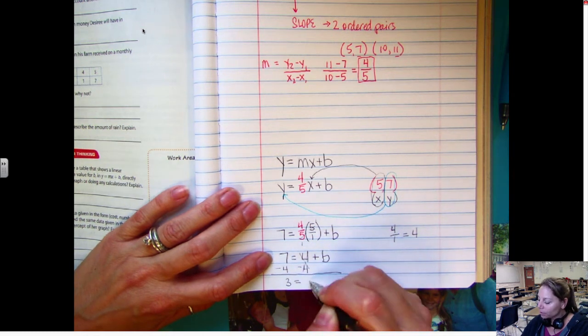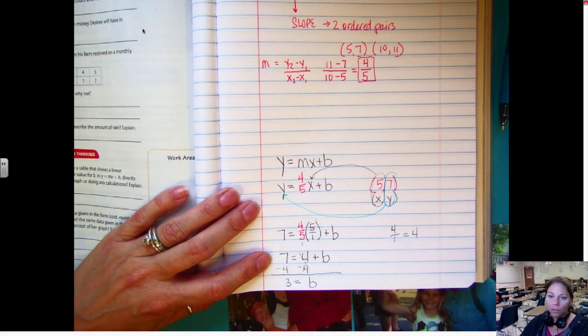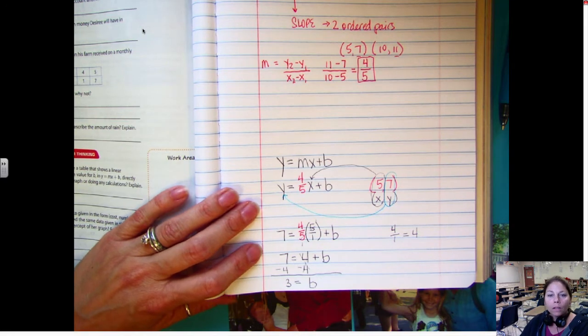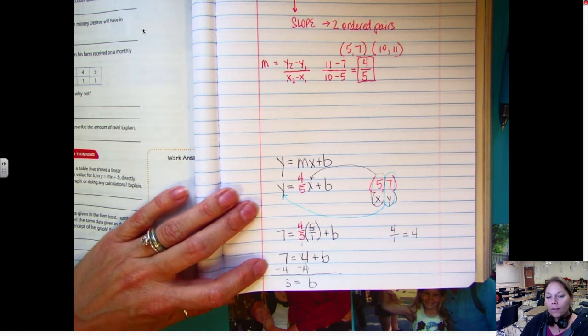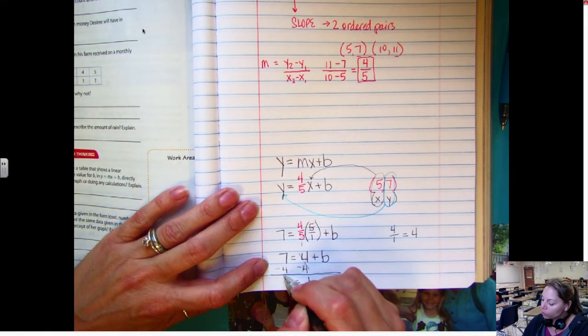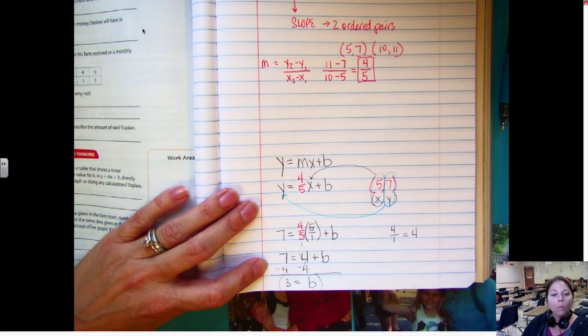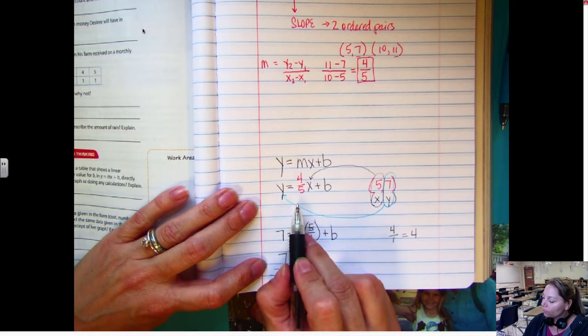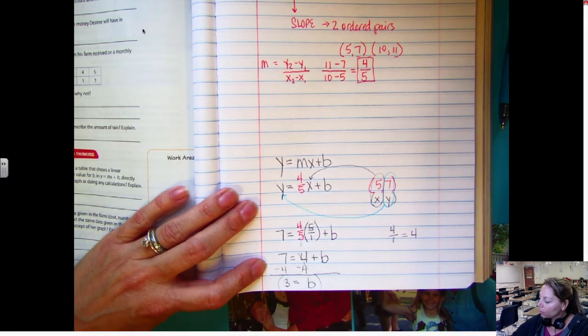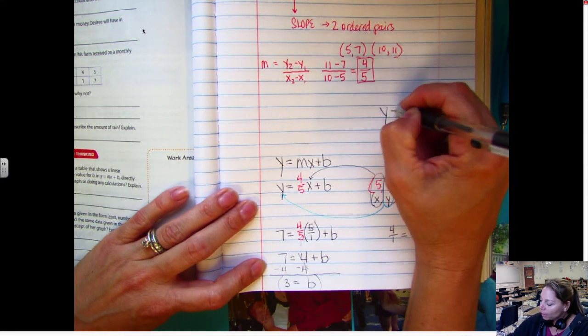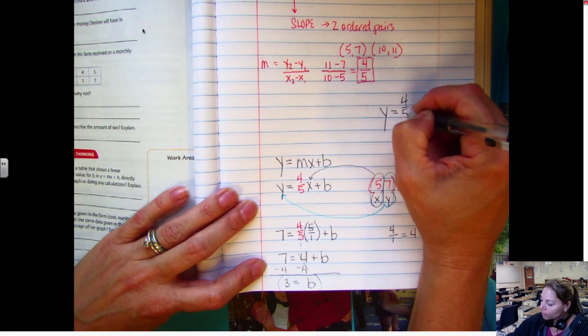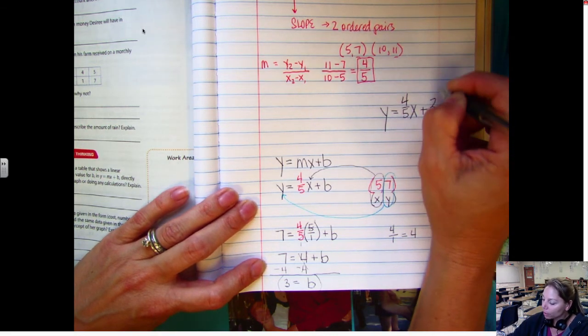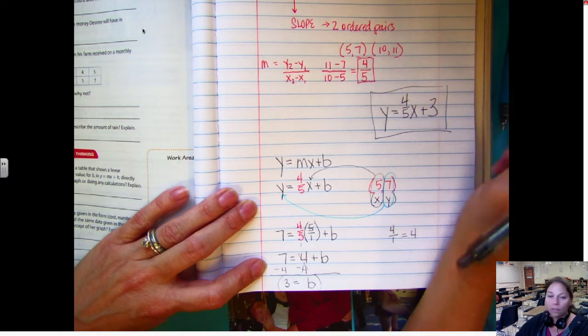Now this might seem a little silly at this point, but sometimes these get a little bit more complicated. So this is a pretty good, valuable lesson for all of us to visually see what happened. I got that my y-intercept was 3. So when I go back here to finish off this equation, I want to write it as y equals 4/5 x plus 3. And that is the equation of this line.